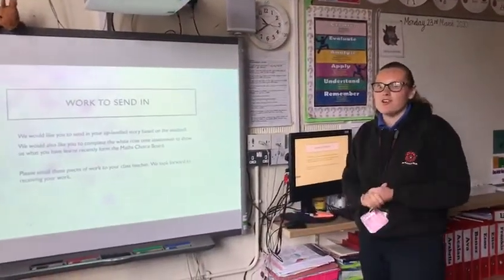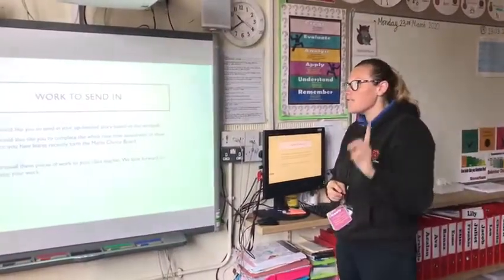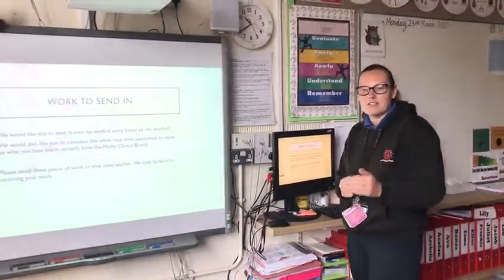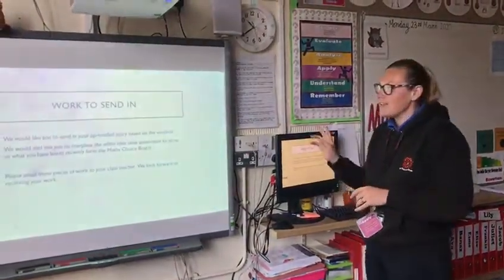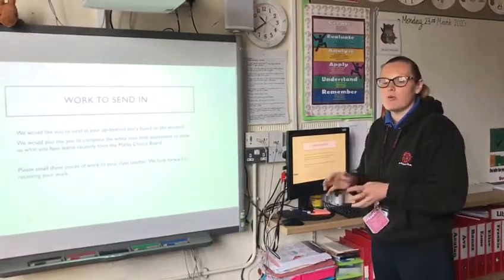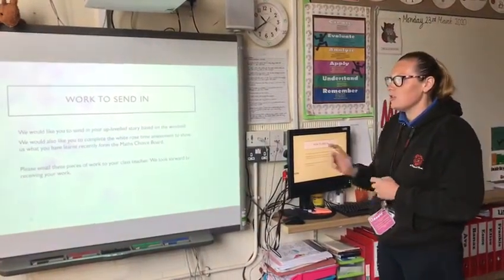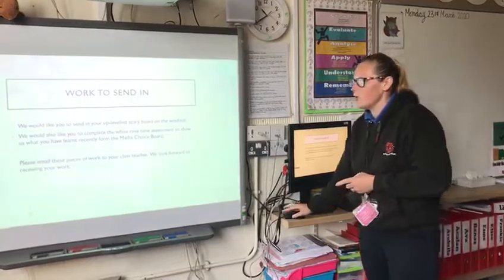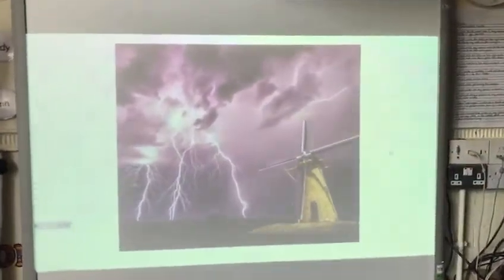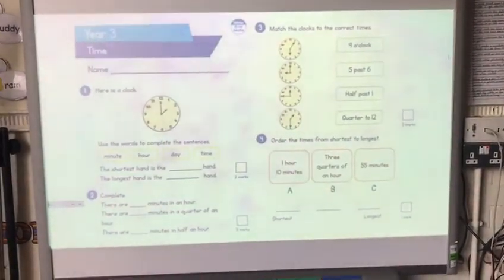So when you've done your online lesson, we would really like you to send in 2 pieces of work. The first piece of work is your up-level story. That could either be a photograph of it handwritten or it typed up. And the second thing we'd like you to do is to complete the White Rose time assessment to show us what you've learnt from the Maths Choice Board recently. We'd like you to email these to your class teacher. I've also put on the PowerPoint the picture of the windmill to help you with your writing and the White Rose Time Assessment if you want to print that off and have a go.